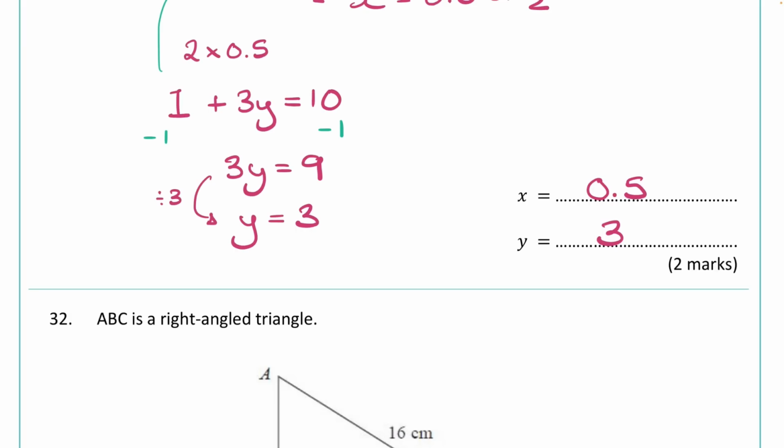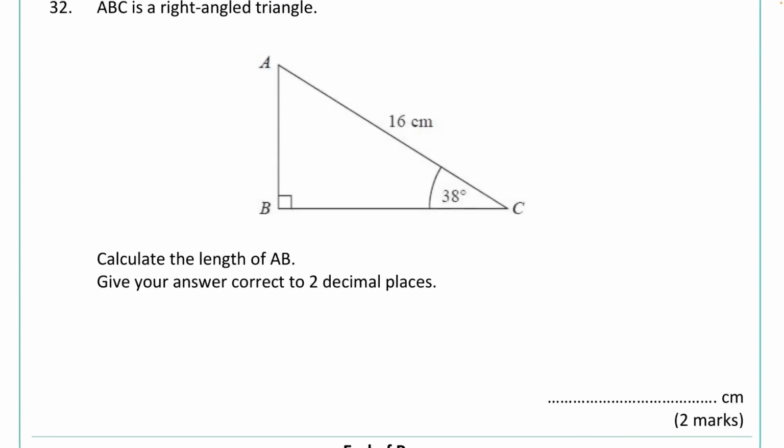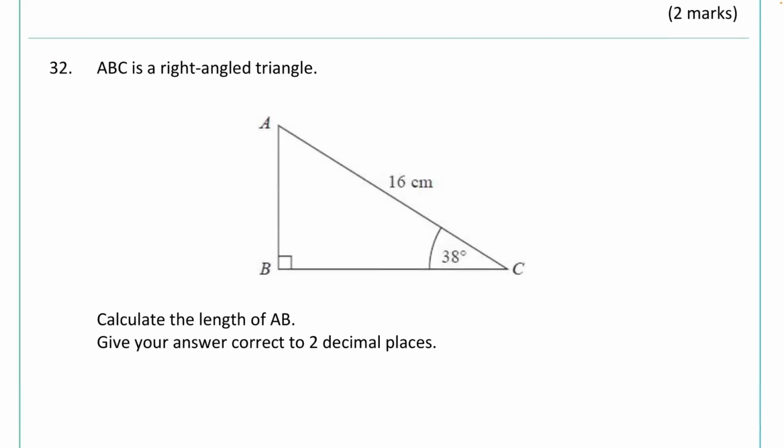Okay, so we're going to move on to our final question. So our final question here is looking at some trigonometry. That's going to be our final one. So here we are working out a missing length. Now when you are working out a missing length, again, regardless of what we're looking for, we want to write out our SOHCAHTOA formulas.